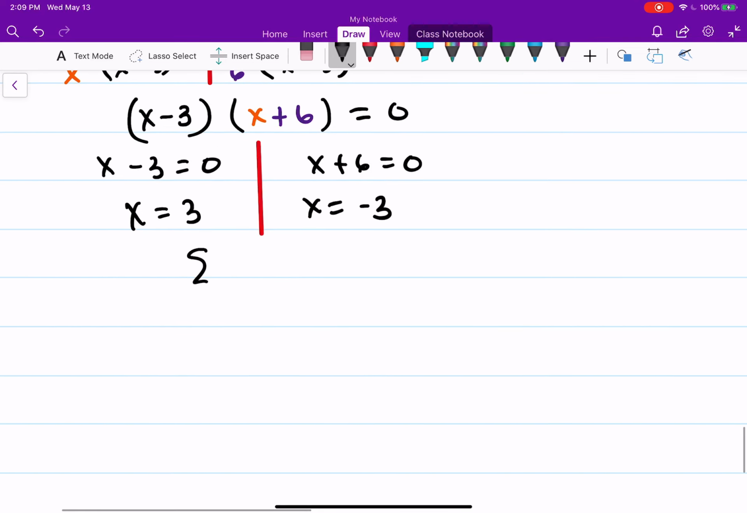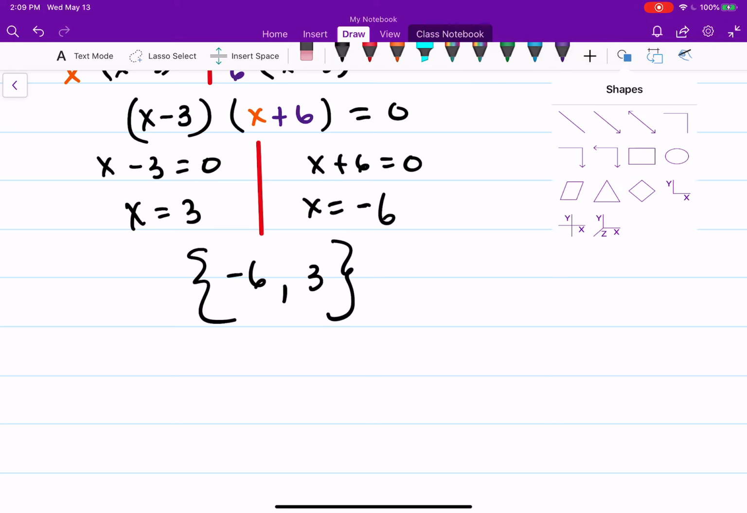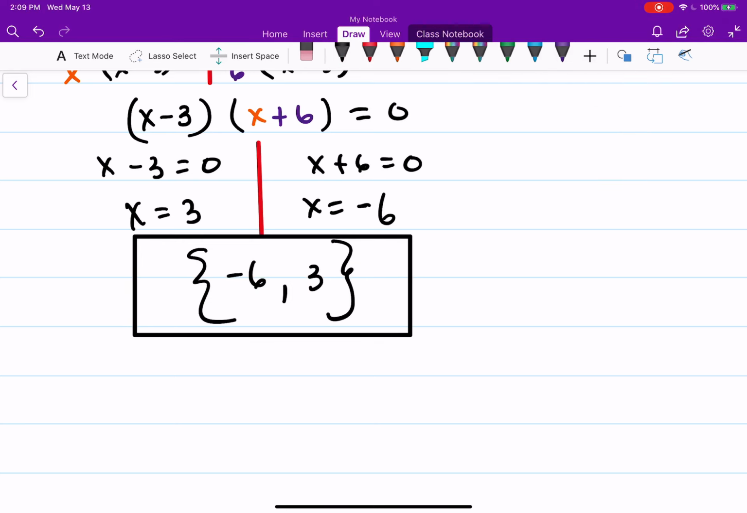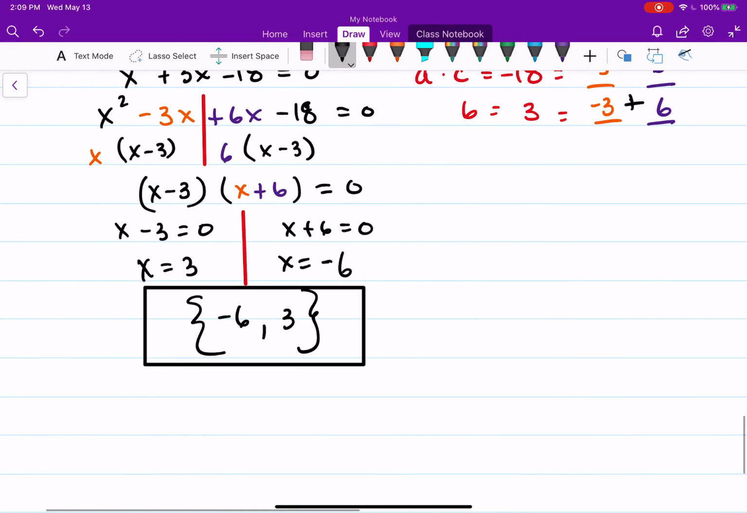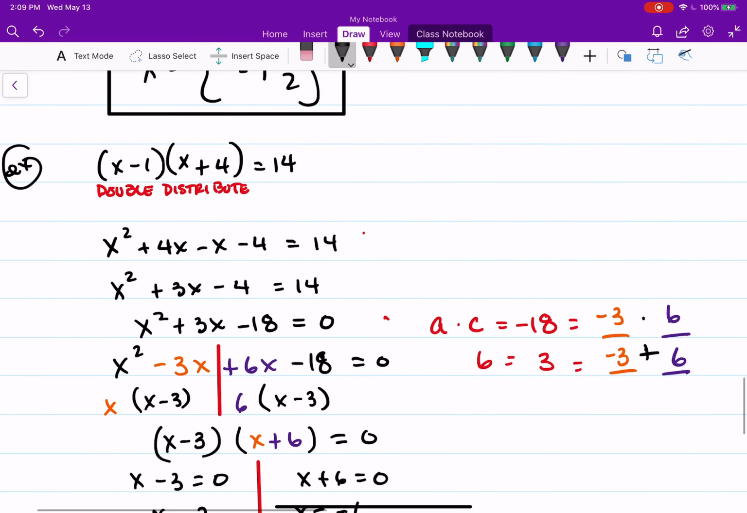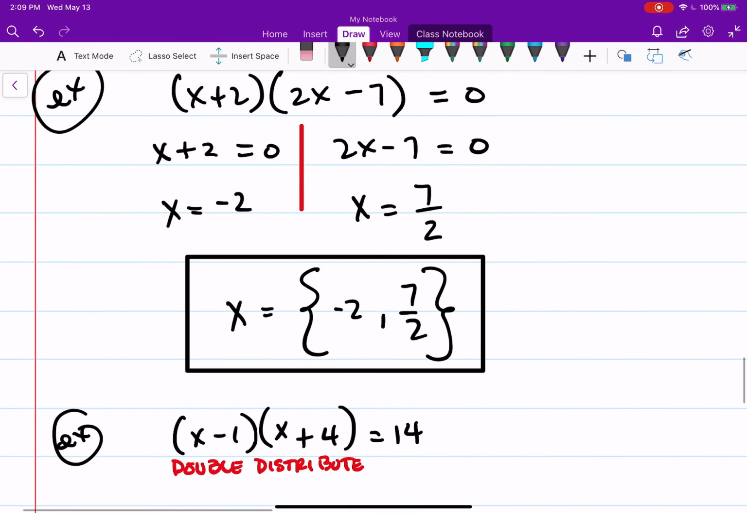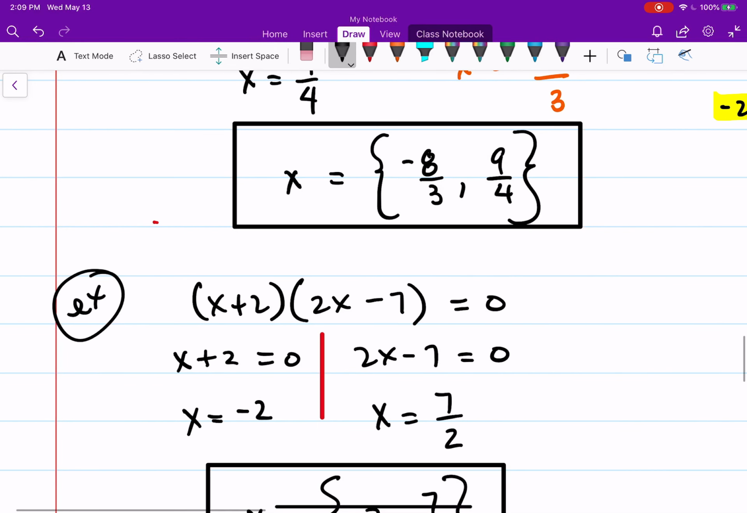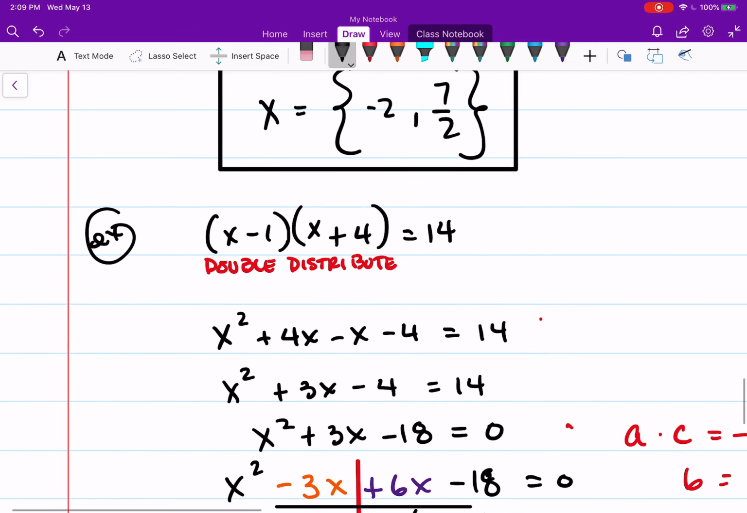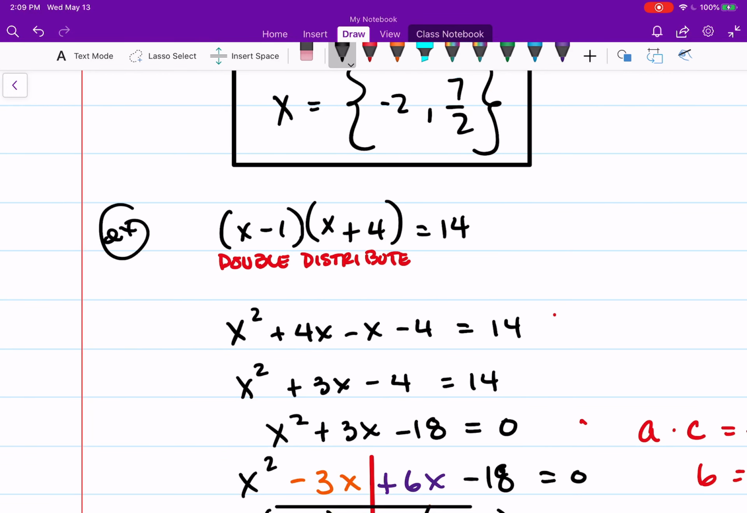So I have, oops, thinking too fast. Okay, so negative 6 comma 3. And there is my answer. There we go. Okay. So understand that this is different from this. This is already set equal to 0. So I can say each one equal to 0 because 0 times 0 would equal 0. Where here, I can't say each one equal to 14 because 14 times 14 doesn't equal 14.